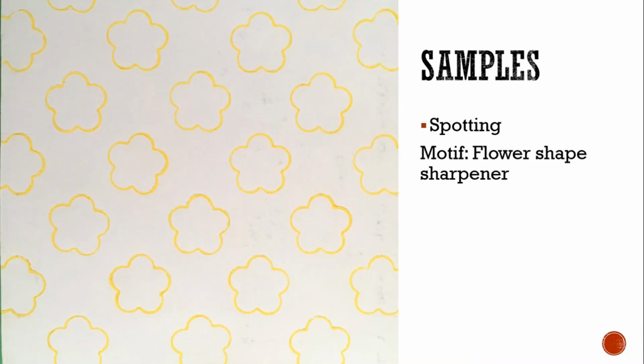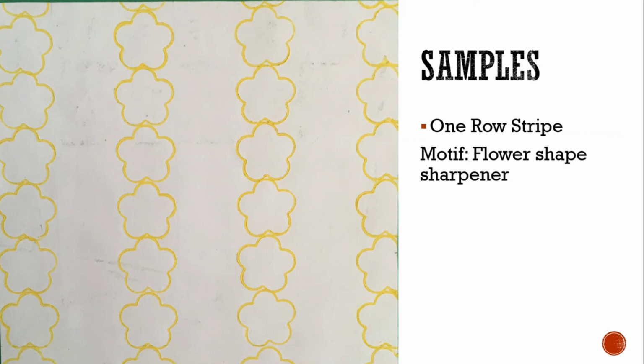Now this is my example of spotting, and if you notice, it's a flower sharpener. So it is something simple, some everyday items. These are easy to access, so it's not any rocket science, guys. So using the items around you, you can really create some nice designs. So this is a spotting example. If you notice, I skipped a space for each. And here's my one row stripe example. For this one row stripe, I put the motifs really close to each other to get that stripe look. That's okay as well.